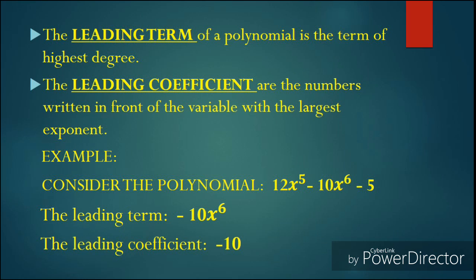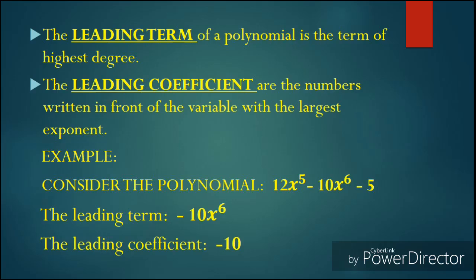So next naman is yung leading term. The leading term of a polynomial is the term of highest degree. The next is the leading coefficient. The leading coefficient is the number written in front of the variable with the largest exponent. Example, consider the polynomial 12x raised to 5 minus 10x raised to 6 minus 5. The leading term is negative 10x raised to 6 because it is the term of highest degree. And the leading coefficient is negative 10 because it is the number written in front of the variable with the largest degree or exponent.